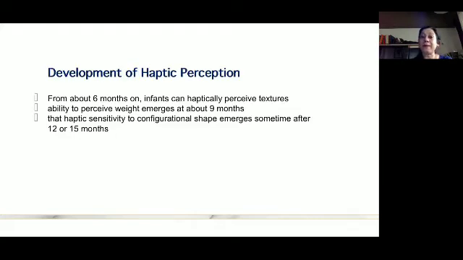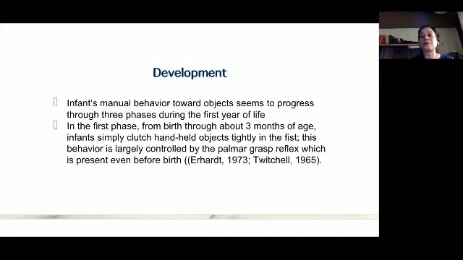Now, development of haptic perception, as I said, it develops. The first signs are seen when a newborn starts scratching his face, clinging onto the mother. Now, what happens from 6 months on? They can haptically perceive textures. Their ability to perceive weight in the hand, they catch something in the hand and they play with that something. So perceiving weight emerges at 9 months. The haptic sensitivity to configurational shape, that is whether it's a triangle, cube, circle, the ability to perceive the shape, comes at around 12 to 15 months of age.